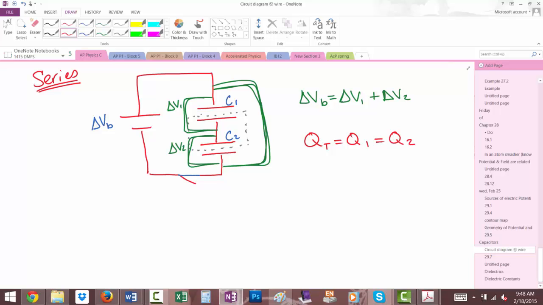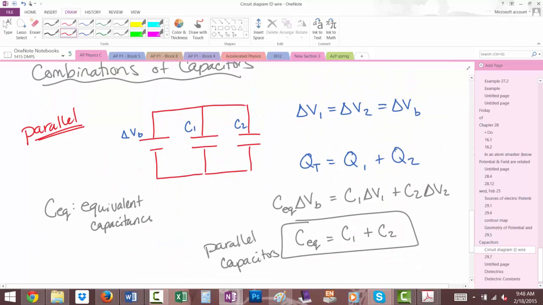But Q total is equal to Q1 and Q2. It's not because... So let me back up for what I'm saying about total. I'm going to go back to the other one for just a second. What I mean by total is if I was going to replace these capacitors with one capacitor, how much charge would I store? Okay? It's a box, so you can just do the same thing with one capacitor for the bottom one.